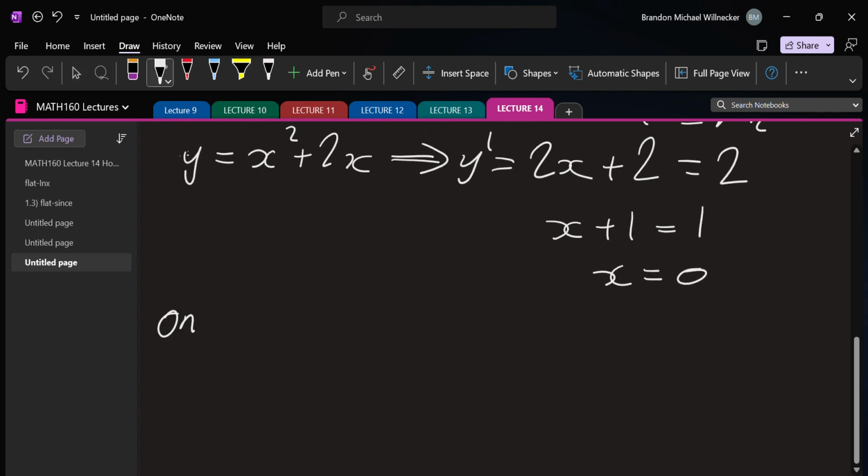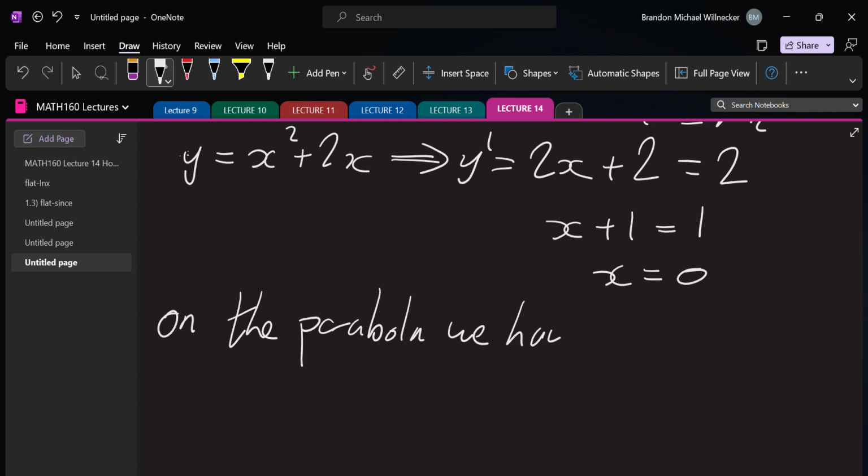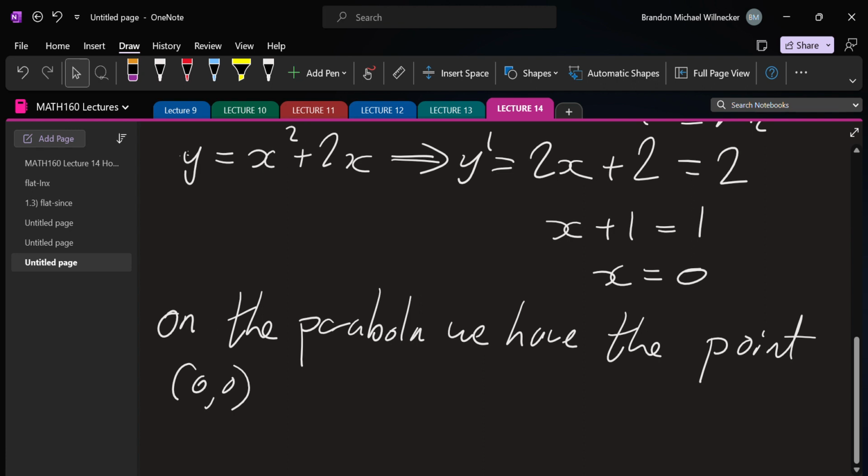If x is 0, y is 0. Good. Okay, so on the parabola, we have the points 0, 0. So that's half of the problem done. We've got the points on the parabola. To find the distance, we now need the points on the line.